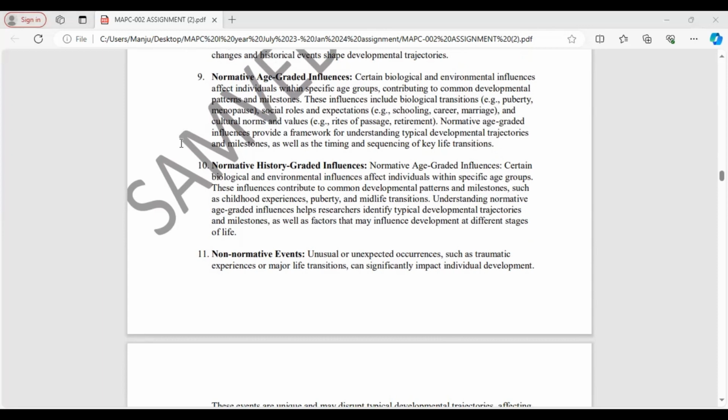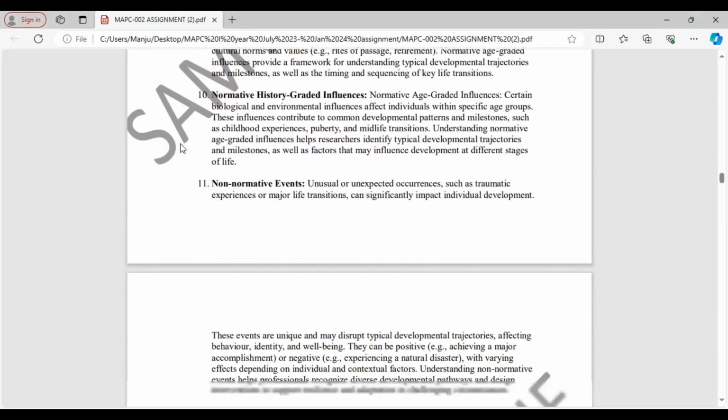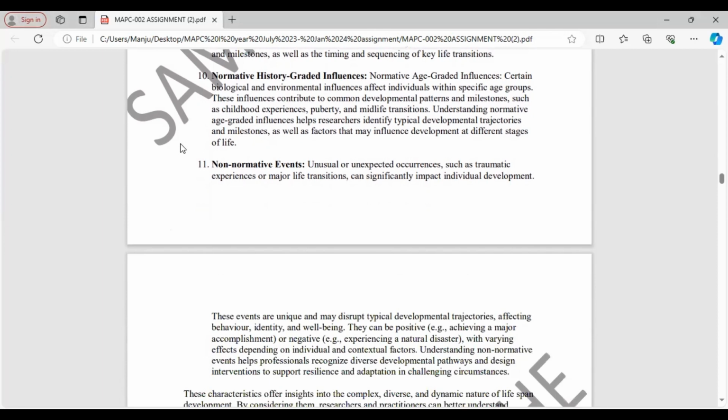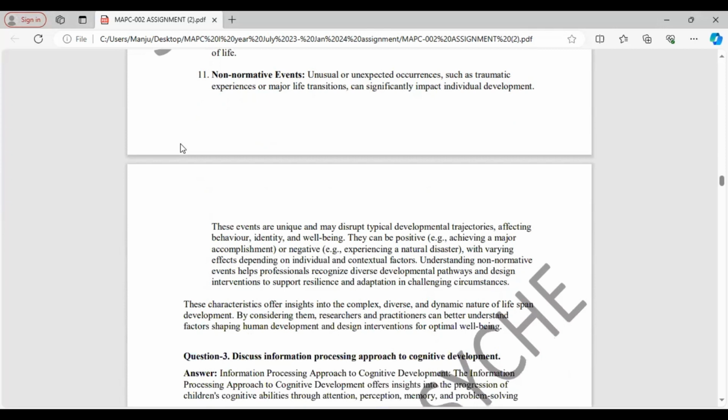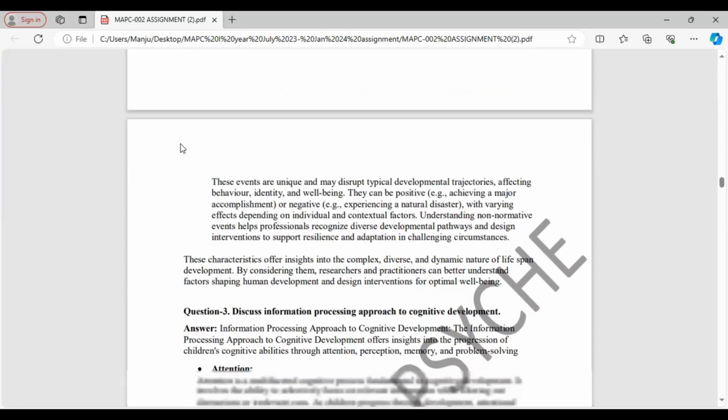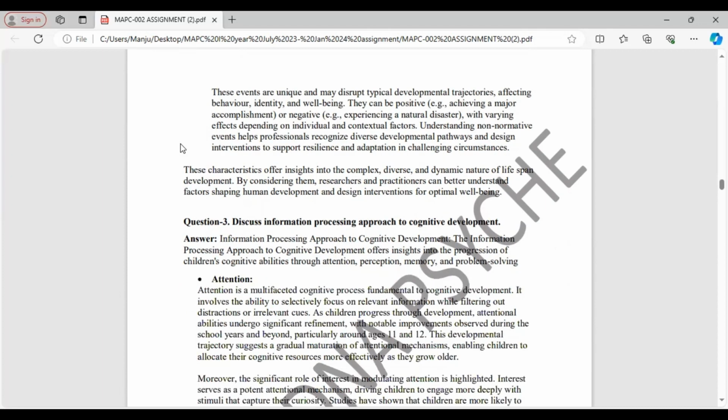Then non-normative events. These are unusual or unexpected occurrences like traumatic experiences or major life transitions, which can significantly impact individual development. These non-normative events are unique and may disturb the typical developmental trajectories, affecting the behavior, identity, and well-being of the individual. These can be positive, like achieving a major milestone in life, or negative, experiencing a natural disaster or some other thing. So this way, these characteristics offer insight into the complex, diverse, and dynamic nature of lifespan development.